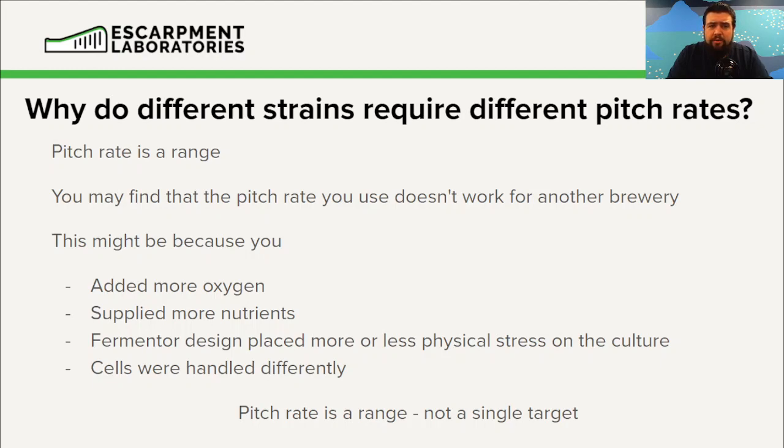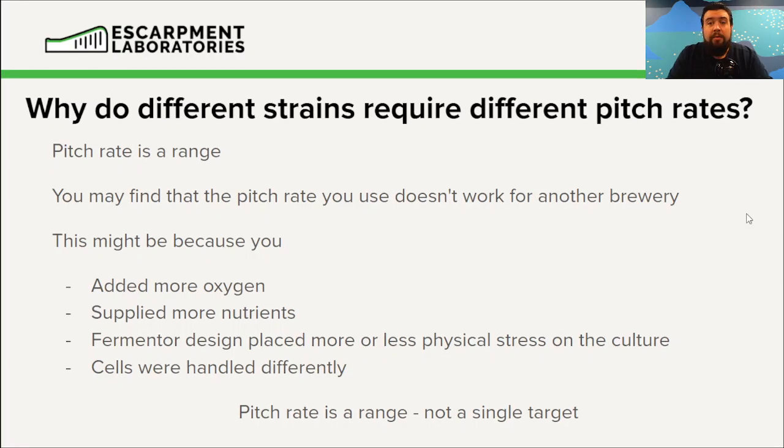You're going to find that your brewery will probably have a different pitch rate than the brewery down the street, based on all the different things you do. If you add more oxygen, supply more nutrients, use different malts, your fermenters are designed differently, there's less physical stress on the cells, or the cells are handled differently, we're going to see pitch rate altered. In general, the happier and healthier you keep your yeast cells, the less stress you place on them, the more variable pitch rate can be, and the lower the pitch rate you can go while having the same results. I would opt to keep your yeast cells happy and healthy and take the cutoff time on ferments, but we'll get to that.